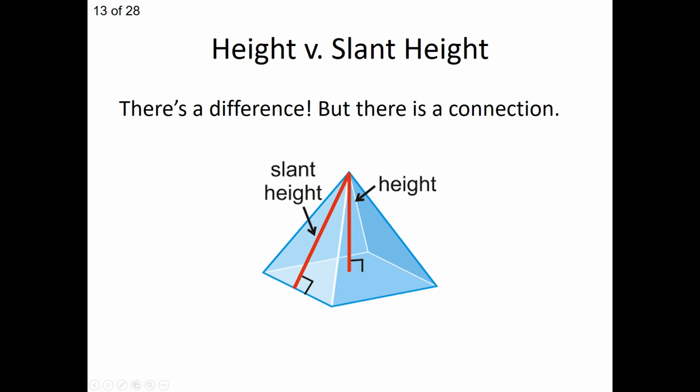Now, slant height and height are not the same. Take a look at this diagram here. So you see there's a difference, right? Height is this straight drill down to the base at a right angle, but the slant height is actually sliding down the face, or the lateral face, of our pyramid, still at a right angle to the edge of our base. But there is a relationship, there's this connection we're going to talk about here between the slant height and the height of a regular pyramid.